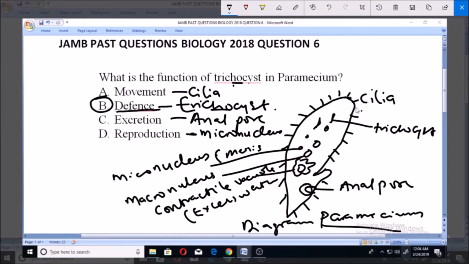Very important to note is also this boundary, known as the pellicle. This pellicle is what actually covers the body and gives it its shape. So the pellicle gives the Paramecium its shape. Yes, so B is the answer because trichocysts are actually used for defense. Thank you.